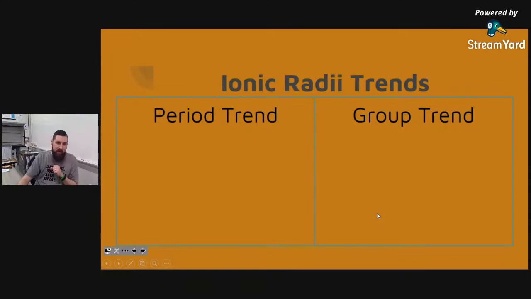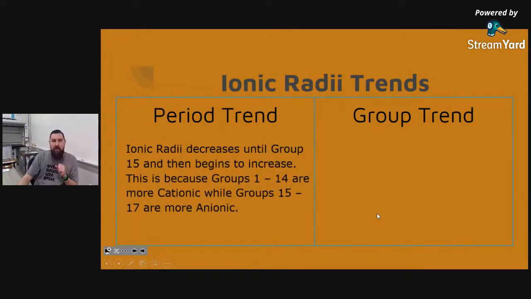And now we can look at period and group trend. So for the period trend, ionic radius decreases until group 15, because at group 15, that's where we start seeing atoms gain electrons. So ionic radius is going to decrease because I'm dealing with cations. At group 15, I've now switched to dealing with anions, and that radius suddenly increases. But then as I go on across groups 15, 16, and 17, it decreases again.